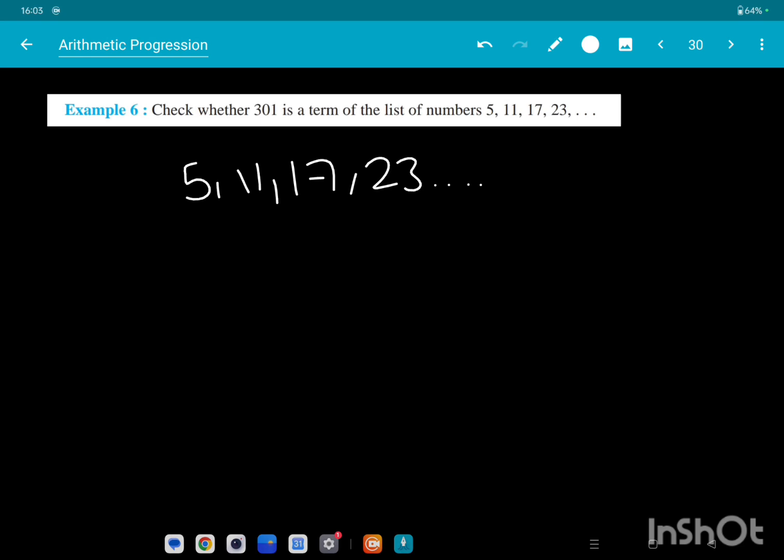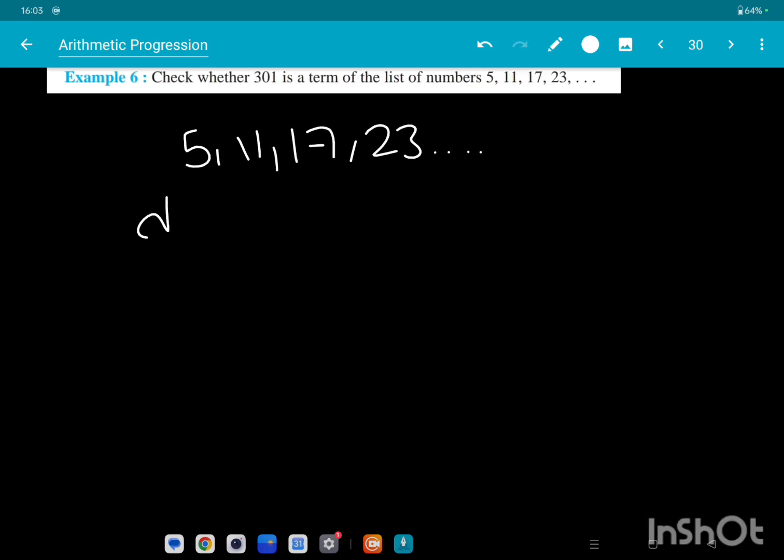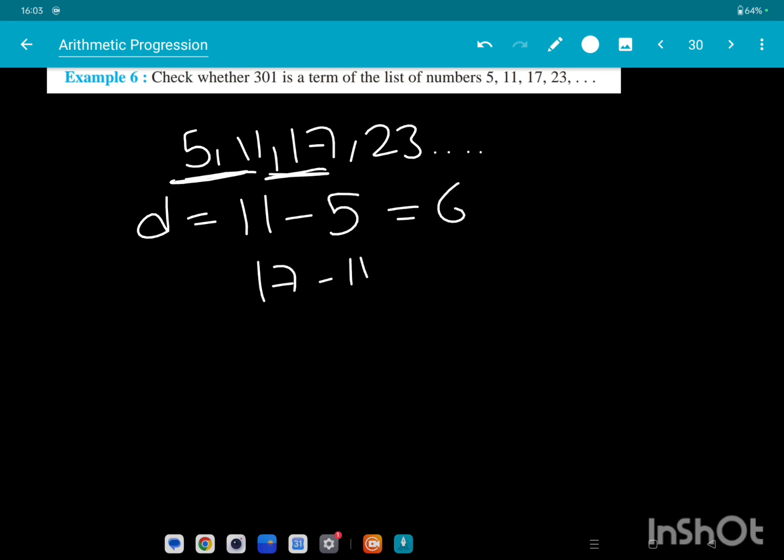So to find if it is an AP or not, first we will check the common difference, the consecutive difference. 11 minus 5 is equal to 6. Okay. 17 minus 11 is equal to 6. Okay. 23 minus 17 is equal to 6.